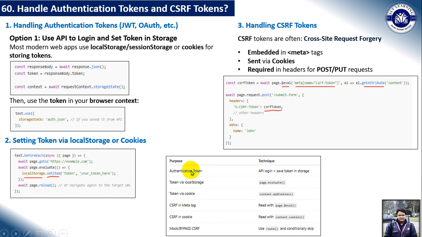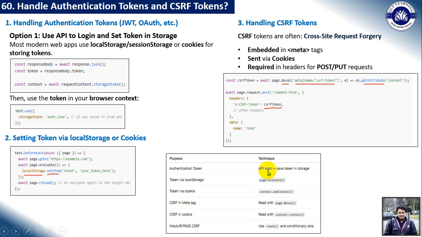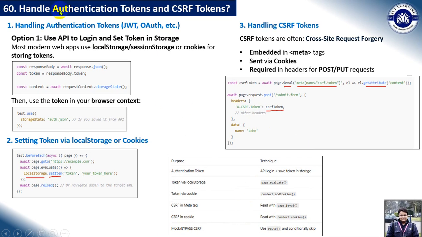So these are the different ways: authentication token via API login plus saving the token in storage, token via local storage with page.evaluate, token via cookies with context.addCookies, CSRF meta tag with page.evaluate, and CSRF cookies by reading context.cookies, and mock and bypass CSRF, where you can use route to skip the particular CSRF token. So this is how you can answer how to handle tokens and CSRF tokens.